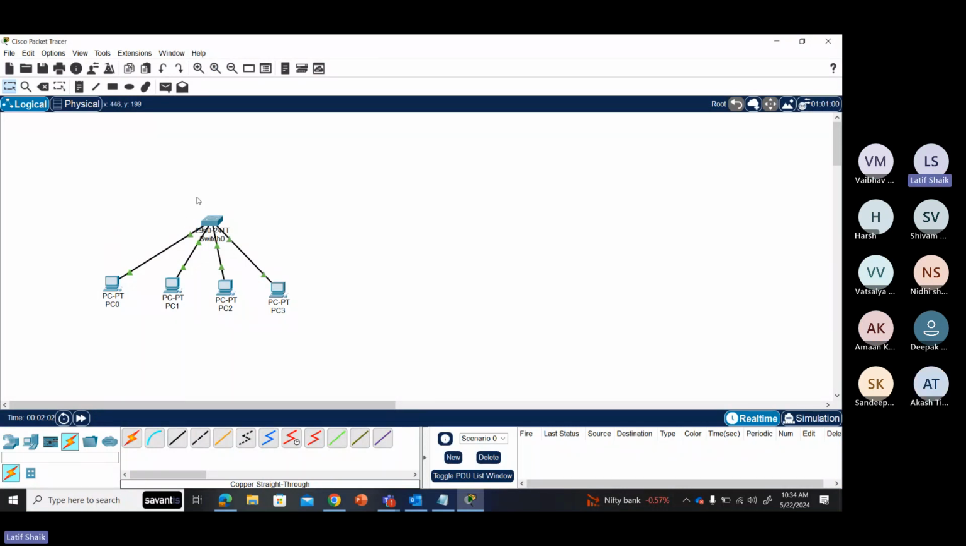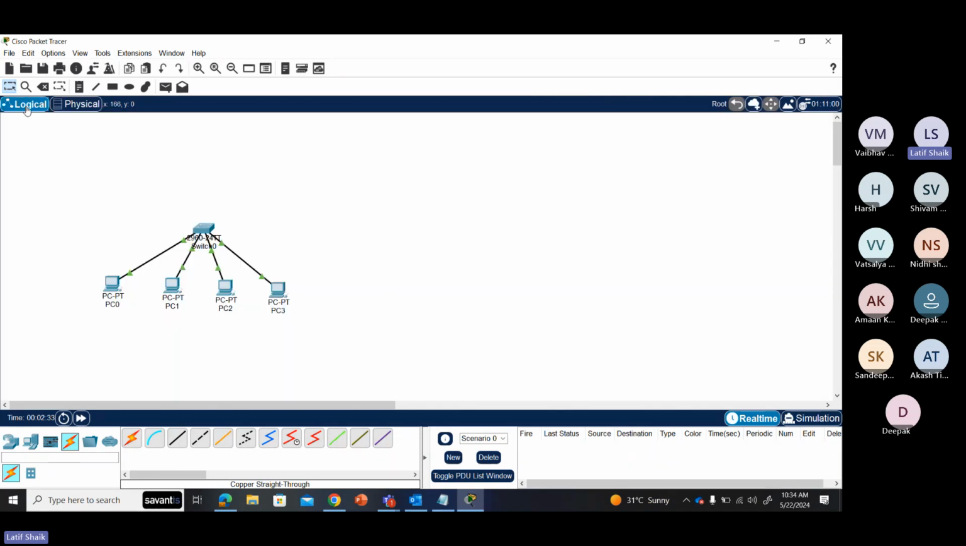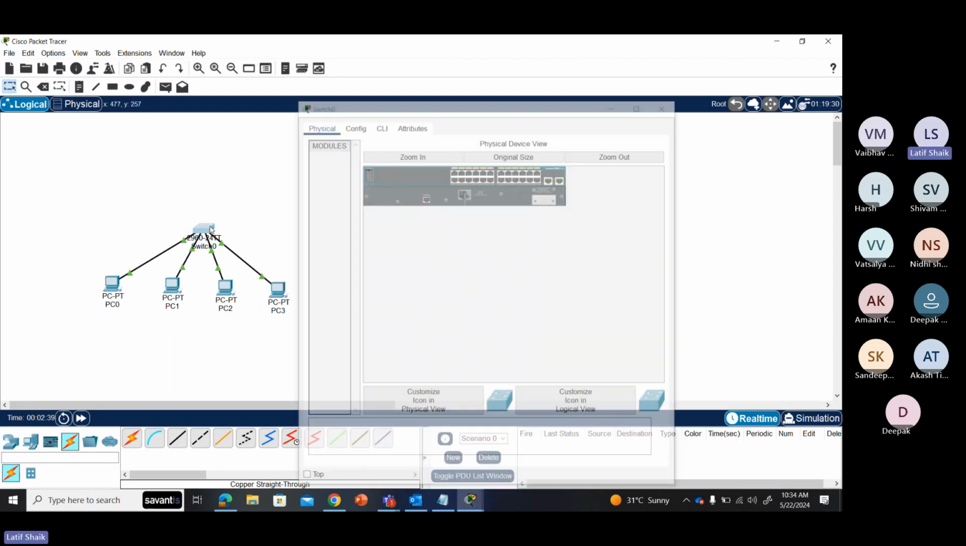Okay, so I'm using this Packet Tracer to create a small network, or maybe I can create a very big network also. I can create it in a physical location manner also. Like, this is a New York office, this is India office, this is my hometown office. I can create the network in that manner, or I can simply see the logical diagram wise only.